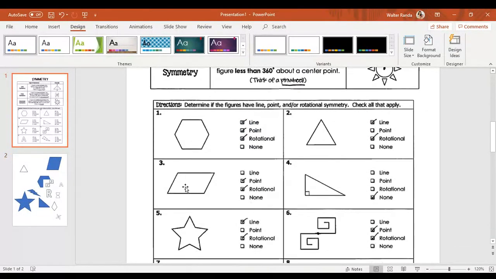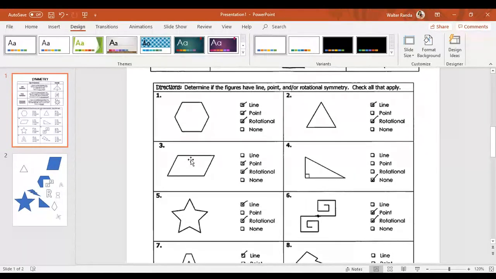Okay, so we have a parallelogram here. If I imagine a line down the center and folding it in half, it is not going to map onto itself. So it does not have line symmetry. Does it have point symmetry and rotational? It does. So let's check that out over here.